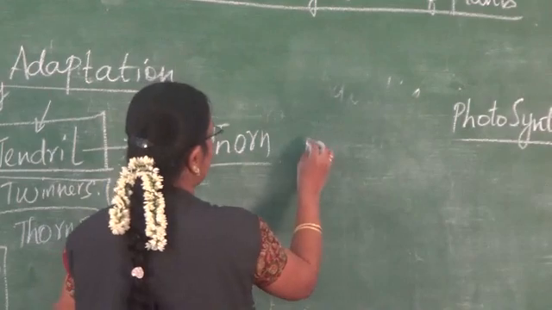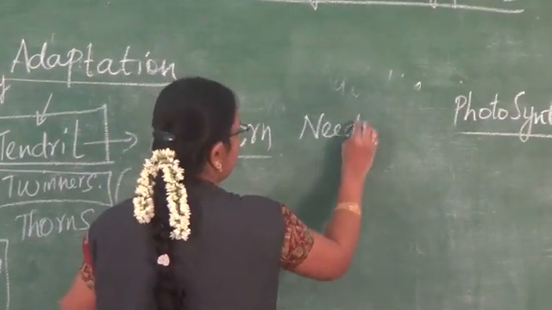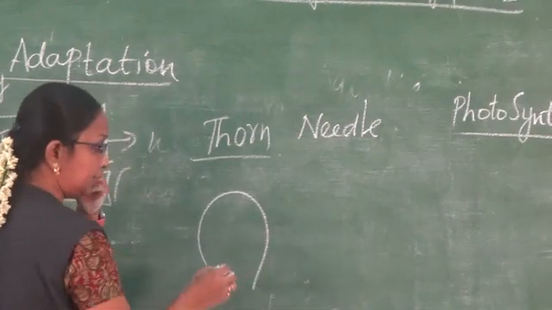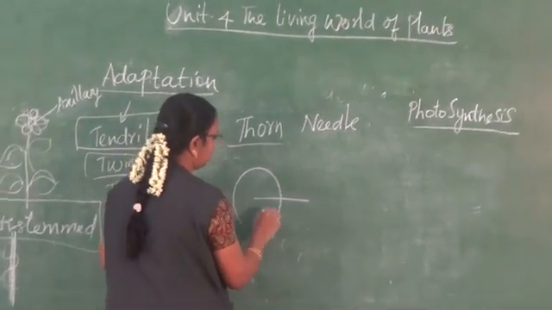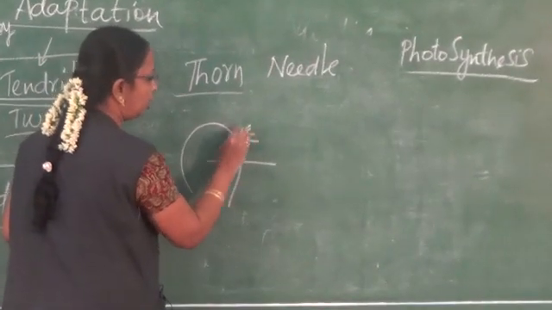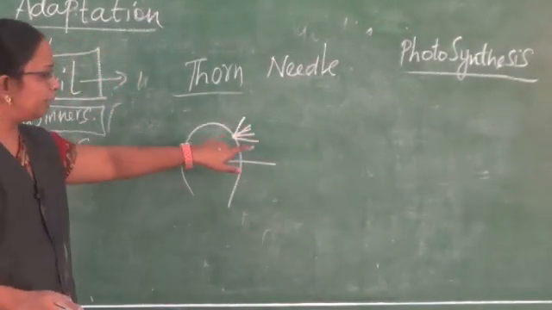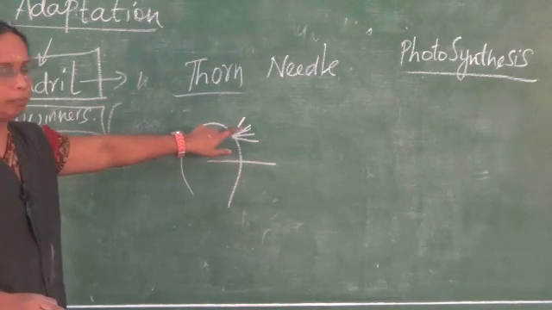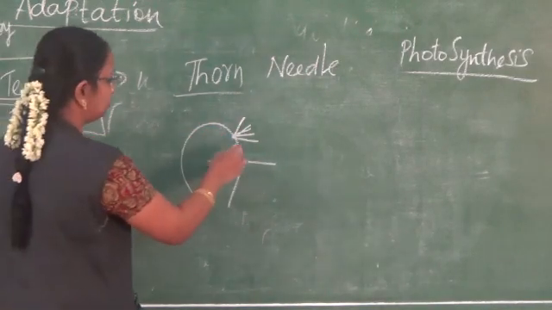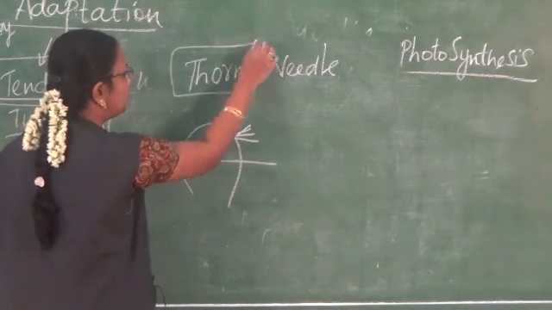Thorn, as I said already, it is the needle-like structure. In Opuntia, we can find the stem portion which is modified into a leaf-like structure, and then the leaf becomes a thorn. So in order to avoid transpiration, the plants are developing such an organ. Okay, this is the thorn of the plant.